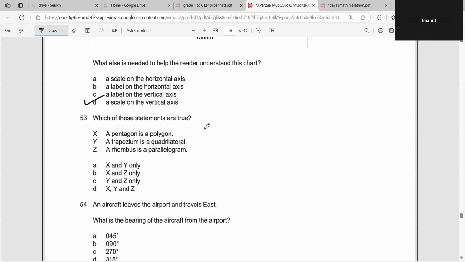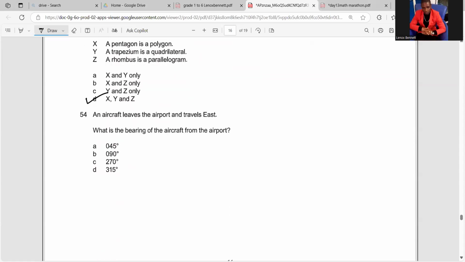Right. It says which of these statements are true? Sir, a pentagon is a polygon because poly stands for many and gon stands for side, and a polygon has many sides and it's a closed figure. So it's stated as a polygon. A trapezium is a shape that has four sides, and a shape that has four sides is considered a quadrilateral. A rhombus is a parallelogram because all its sides are equal and opposite sides are congruent. So, sir, the answer is B. X, Y, and Z are true. Very good. I agree.